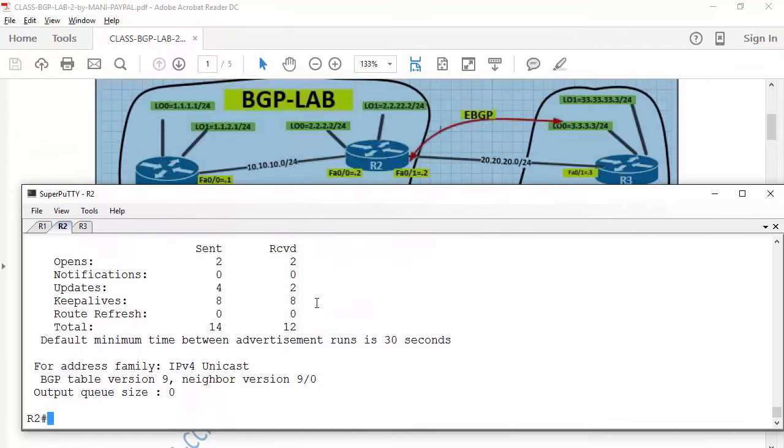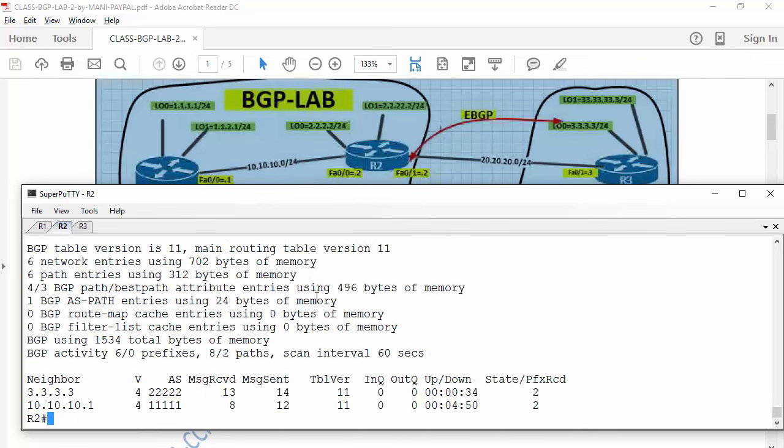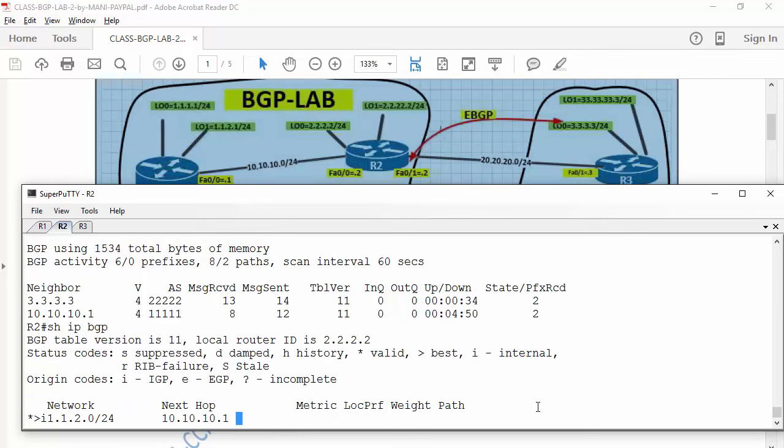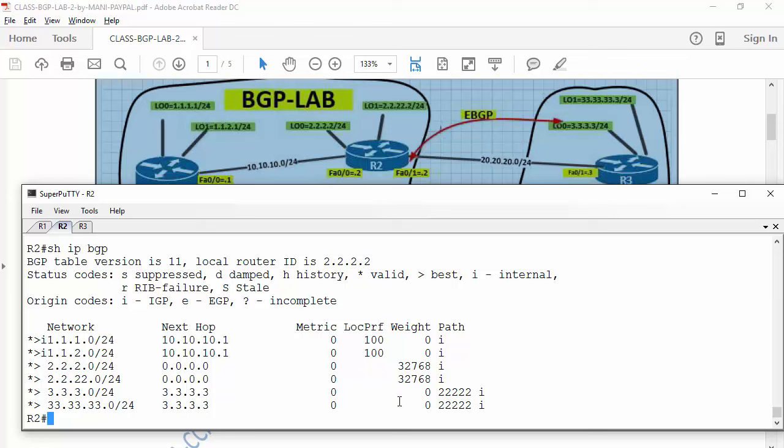On R2, if I type show IP BGP summary, I have 2 neighbors. One is my EBGP neighbor, the other one is my IBGP neighbor, version is 4. The number of received prefixes is 2, that's good. I should have either 0 or a number. If I type it without the summary command, I'm going to see the routes. Just see, everything is the best route, and if you see a next hop of 0, I'm generating the route.